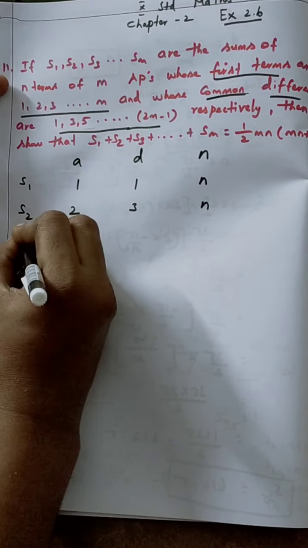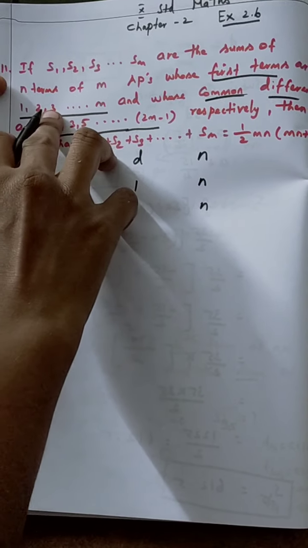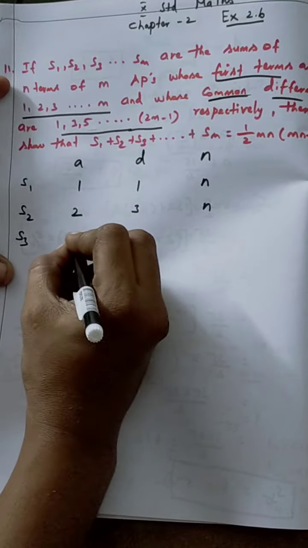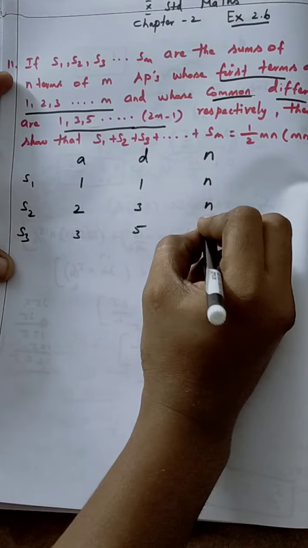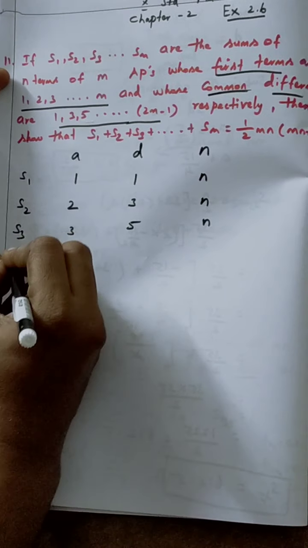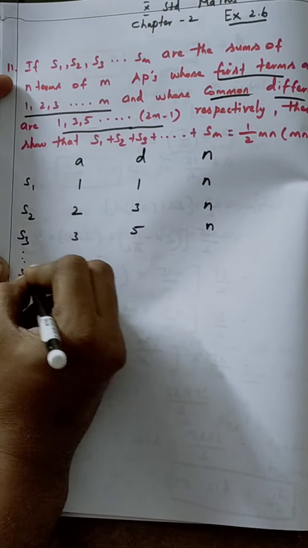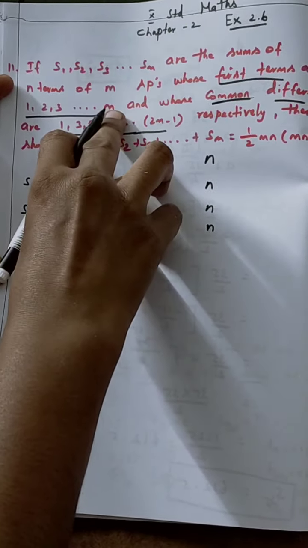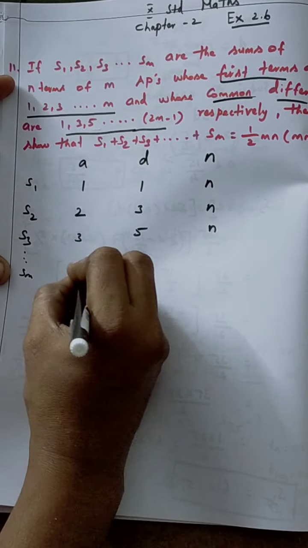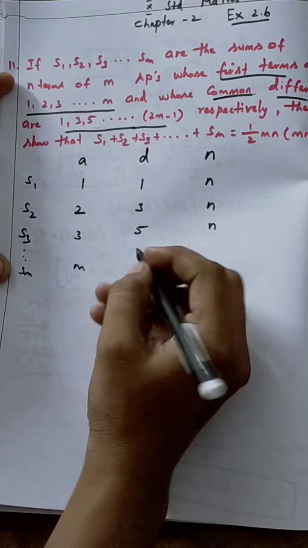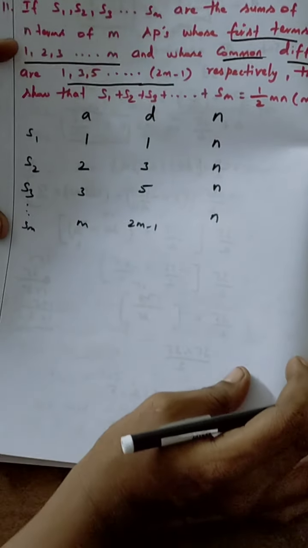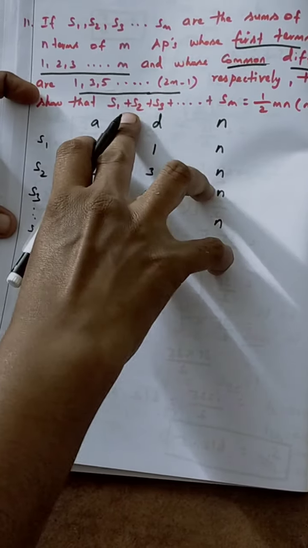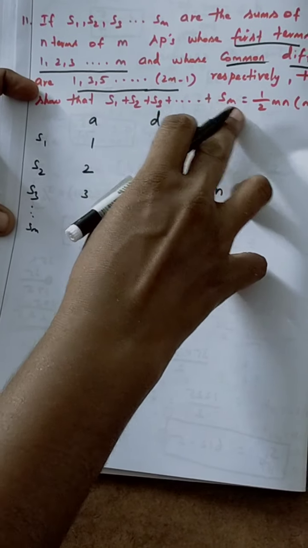And next is S3: the first term is 3, the common difference is 5, and the number of terms is n. The next one is up to Sm: the first term is m, the common difference is 2m minus 1, and the number of terms is n. Now find S1 plus S2 plus S3 plus up to Sm.